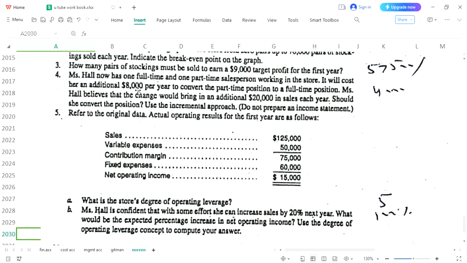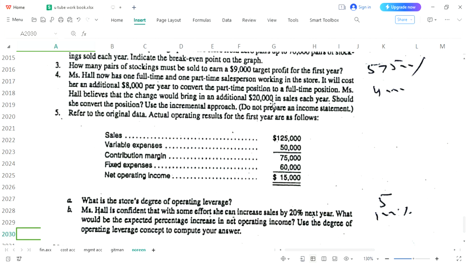So how would fixed cost be increased? Because instead of a part-time employee, you are converting that part-time employee to a permanent employee. It means you will have to pay salaries at any cost. If you are earning profit or if you are facing loss, you will have to pay the salary. So it's fixed cost, and this 20,000 is the increase in your sales.